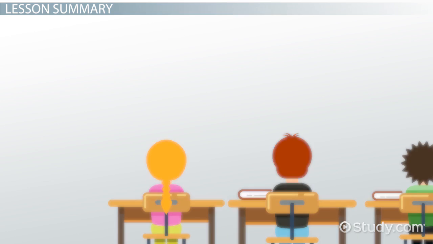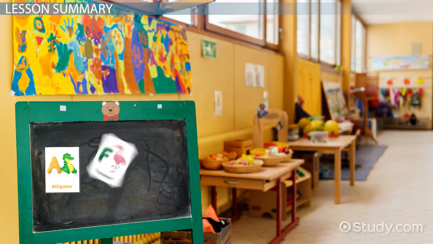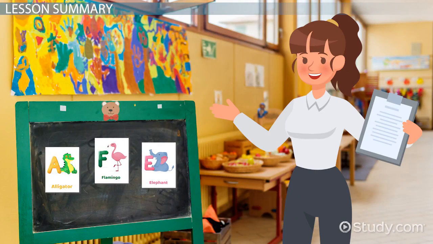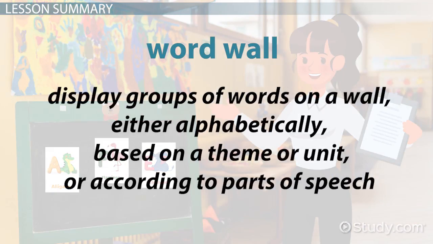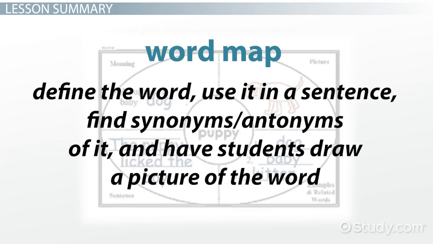While teaching vocabulary is important, it does not have to be boring. There are several creative ways for students to have explicit, repeated exposure to words, including word wall: display groups of words on a wall either alphabetically, based on a theme or unit, or according to parts of speech. A word map: define the word, use it in a sentence, find synonyms and antonyms of it, and have students draw a picture of the word.